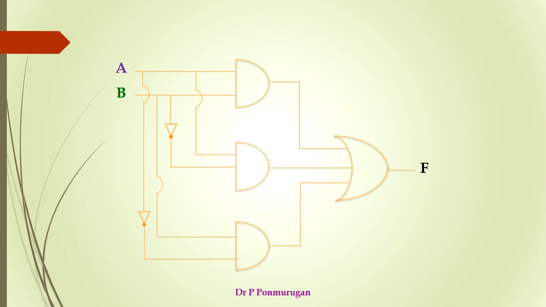Step 2 is add bubbles at the output of AND gate. So here we have three AND gates. We have to add bubbles at its output. For each of the AND gates we need to add a bubble. So this is how we add bubbles at the outputs.